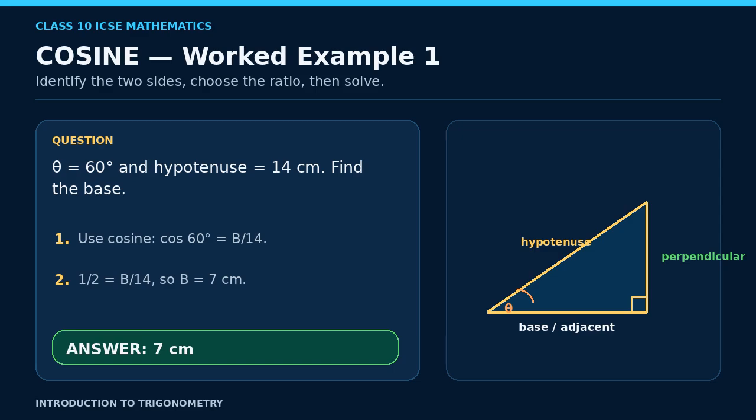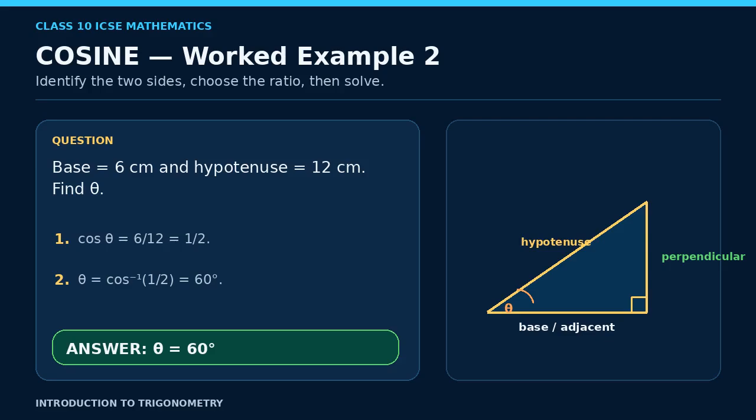Thus, base equals 7 centimeters. Answer, 7 centimeters. Example 2. The base of a right-angled triangle is 6 centimeters and the hypotenuse is 12 centimeters. Find theta. Cosine theta equals base divided by hypotenuse, so cosine theta equals 6 divided by 12 or 1 half.